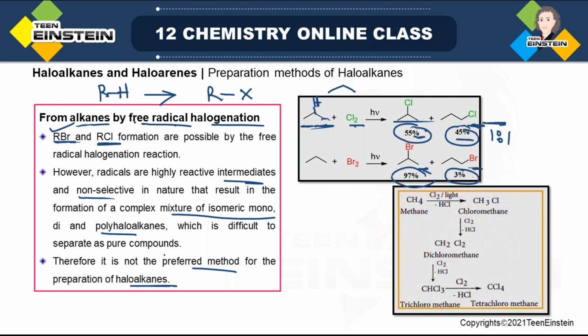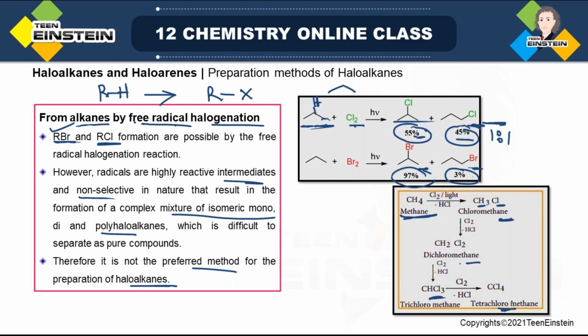So look at this mechanism. Starting material we have taken methane, very simple. Then in presence of chlorine and light, or h nu, first H is replaced, you are getting chloromethane, but other hydrogens may also be replaced. So this method will not stop here, it will continue. Now next you are getting dichloromethane, then trichloromethane, and ultimately all the hydrogens are replaced.